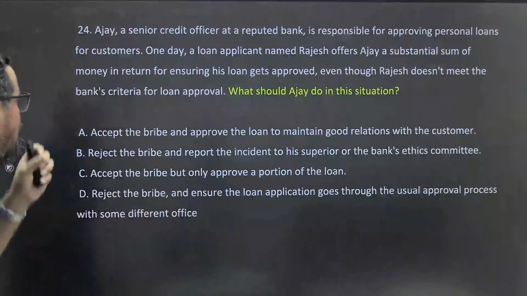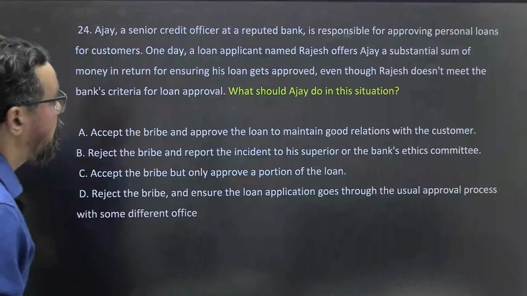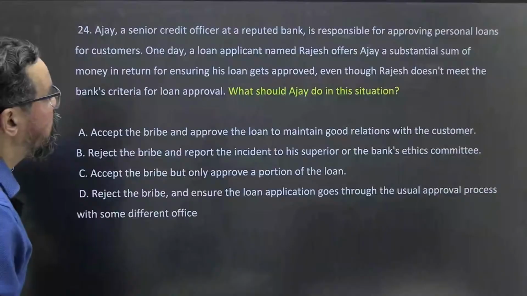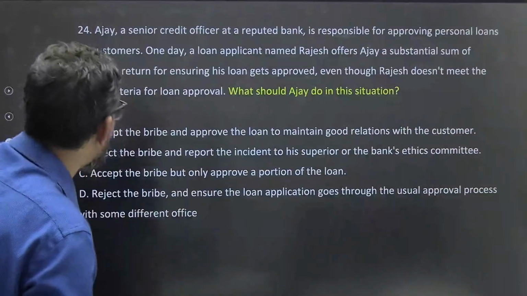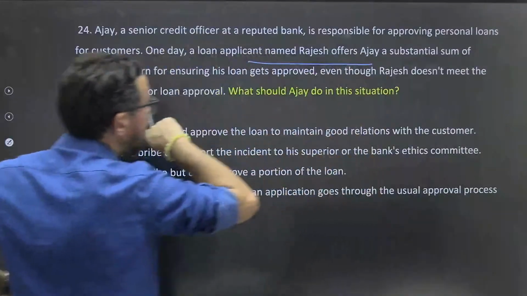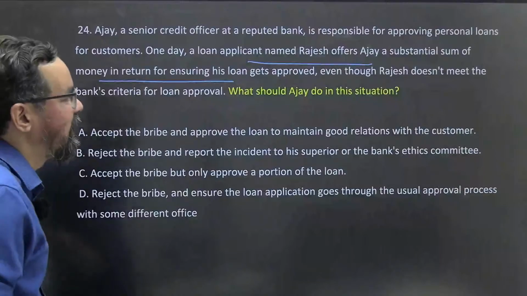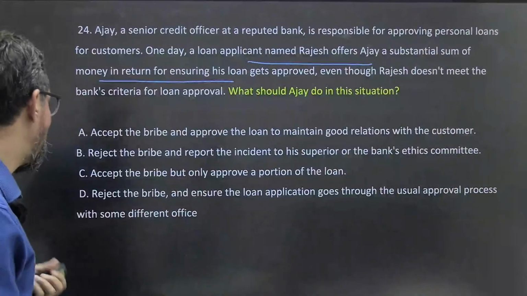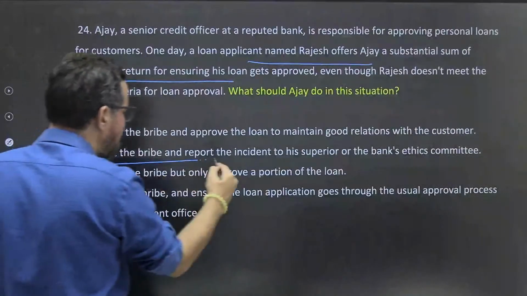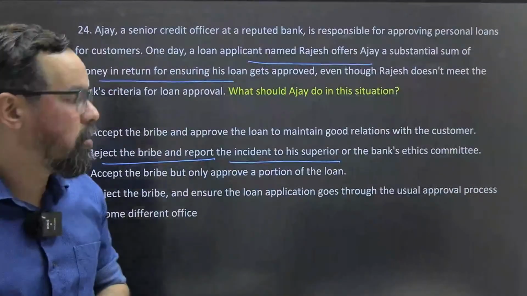चलो बताओ क्या होगा answer. Ajay, a senior credit officer at a reputed bank, ठीक है, is responsible for approving personal loans of customers. One day, loan applicant named Rajesh offers Ajay a substantial sum of money in return for ensuring his loan gets approved. आपका, ठीक है, bribe case and all, ठीक है. So what will it be, it is very easy. Reject the bribe and report the incident to the superiors or the bank ethics committee, ठीक है.